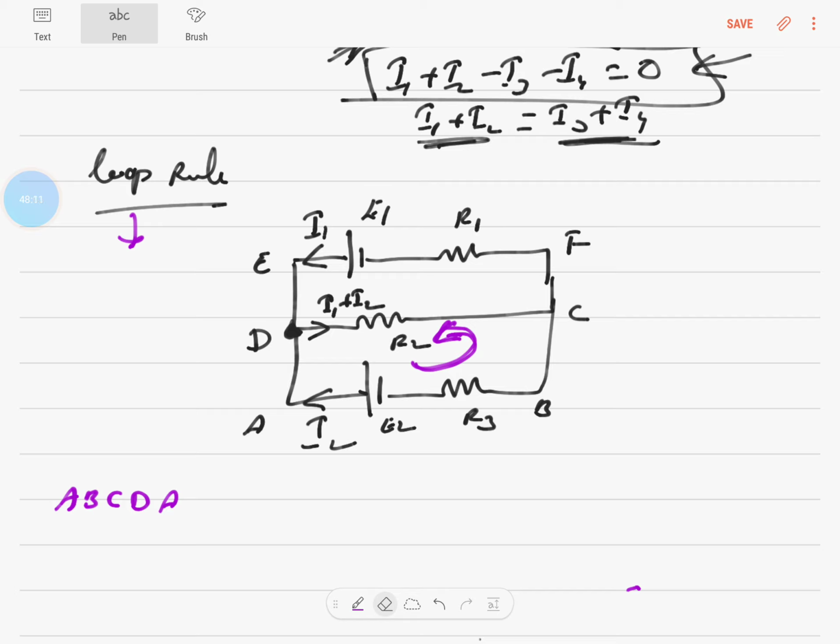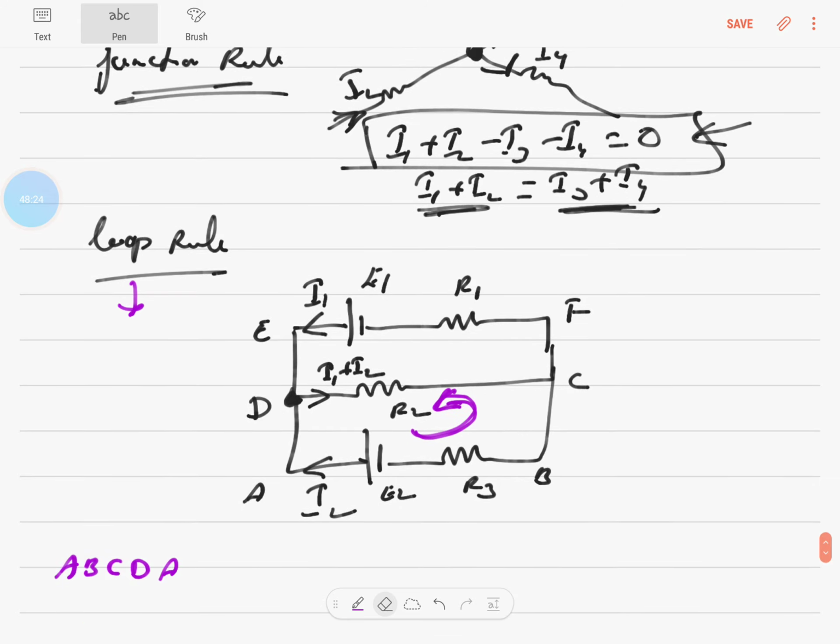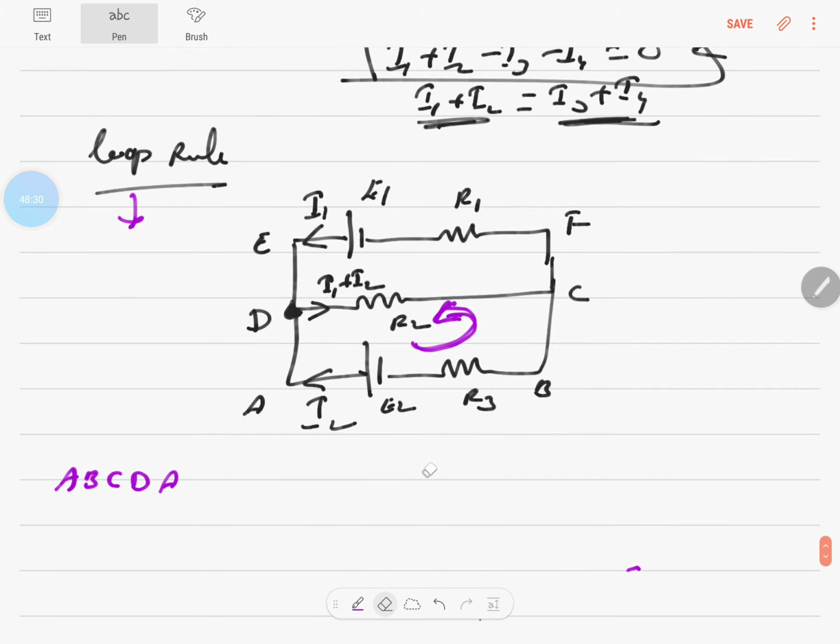So around any closed loop of a network, the algebraic sum of the changes in the potential must be 0. Or you can say the algebraic sum of the EMFs in any loop of a circuit is equal to the sum of the products of the currents and resistance. Algebraic sum of the EMFs, that is E1 plus E2, is equal to the sum of the products of the currents and resistance. Or we can say in simple terms, the algebraic sum of EMFs and the products of current and resistance.